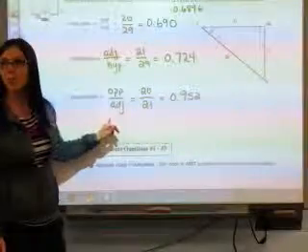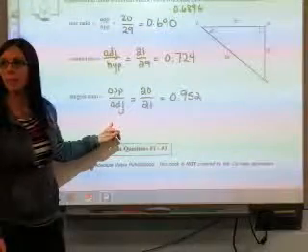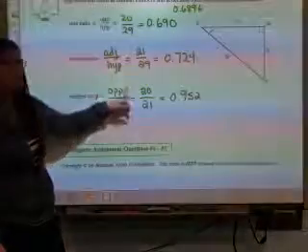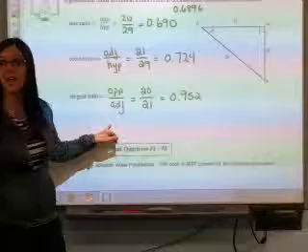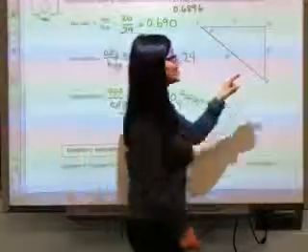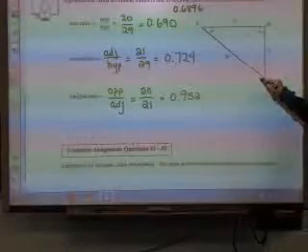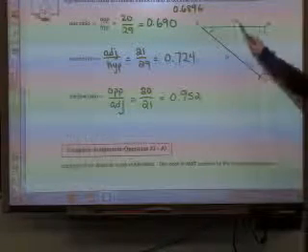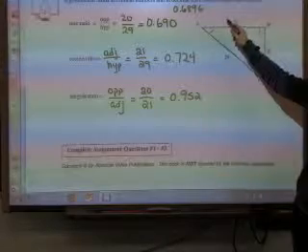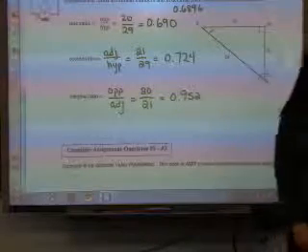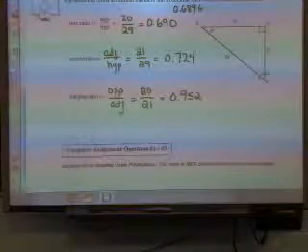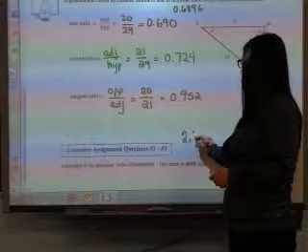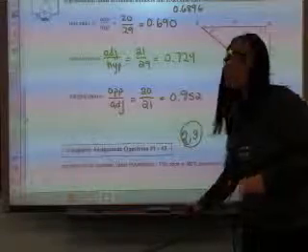Could I have a number bigger than 1 for tangent though? Yeah. Could my opposite side be longer than my adjacent side? Absolutely. In this triangle, if I went with angle N and I went opposite over adjacent, I would have that exact scenario. So tangent can be greater than 1, but sine and cosine will never be greater than 1. So I want you to practice with question 2 and 3, and then I'll move on to the next part.